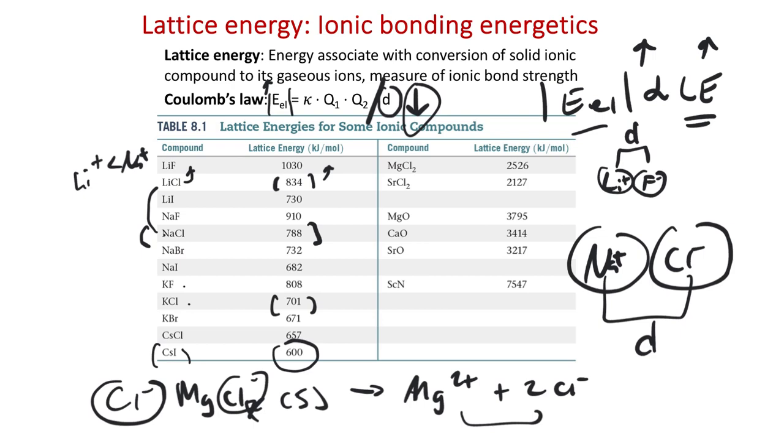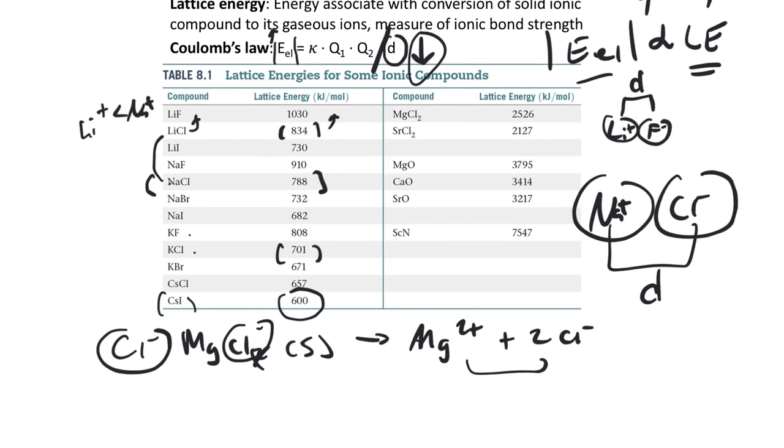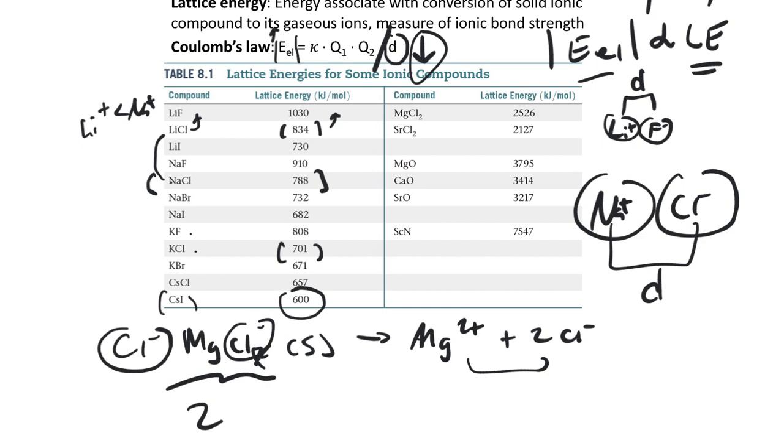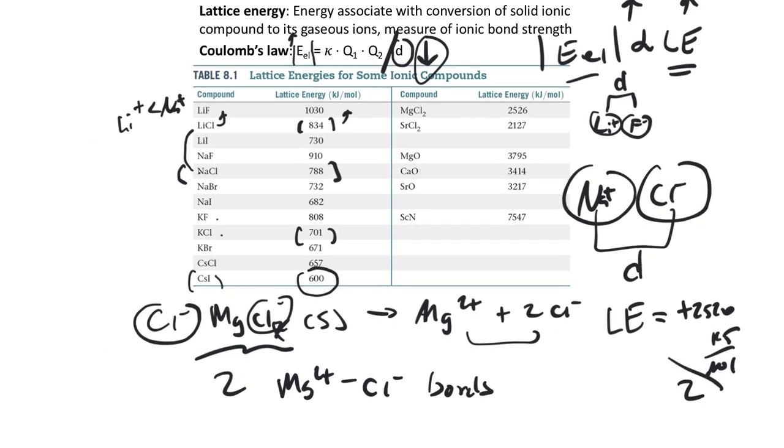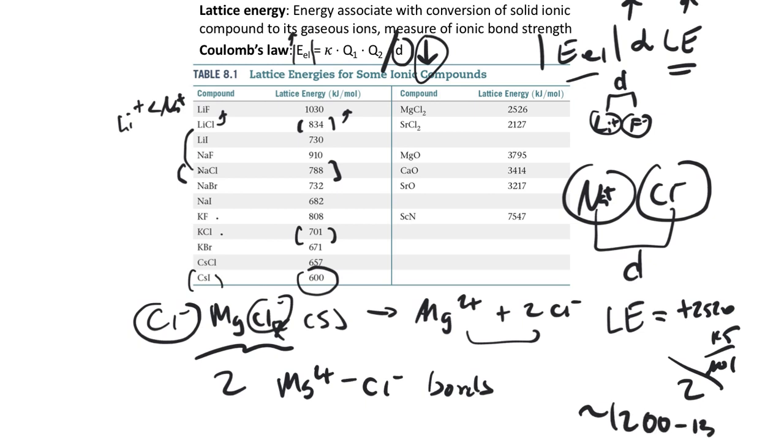So if I break the bonds in 1 mole of MgCl2, this compound contains two Mg2+ Cl- bonds. So when I look at my lattice energy, the lattice energy is the energy it takes to break both of them. It's 2526. I'm probably thinking of dividing this by 2, and that's about 1200 to 1300 kJ per mole. Clearly a lot higher than the +1 -1s. But also, it's a lot higher just because there are two bonds being broken instead of just one.